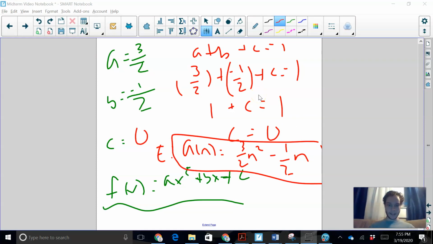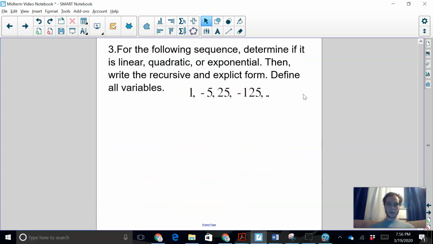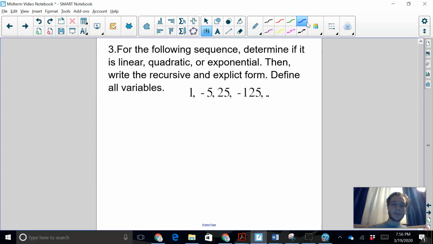Got through 2 problems. Let's keep on going. Keep on chugging along, boys and girls. Okay. So, same directions now. For the following sequence, determine if it is linear, quadratic, or exponential. Then write the recursive and explicit form to define all variables. So, I'm going to create my table first.